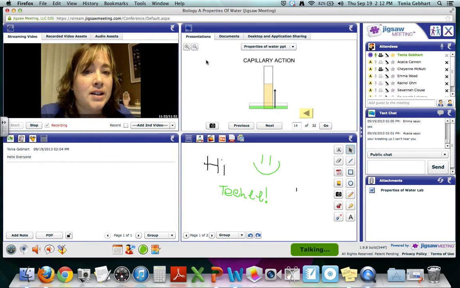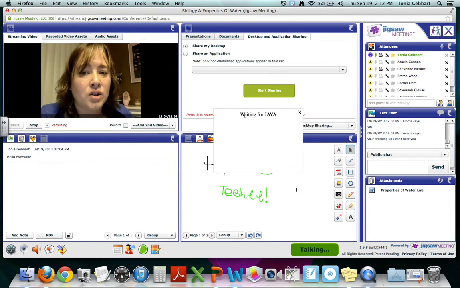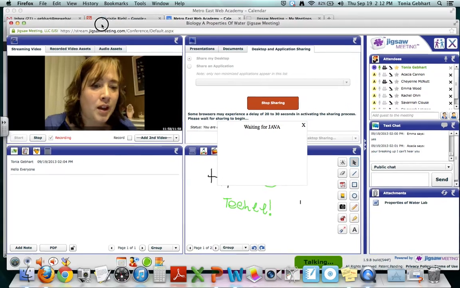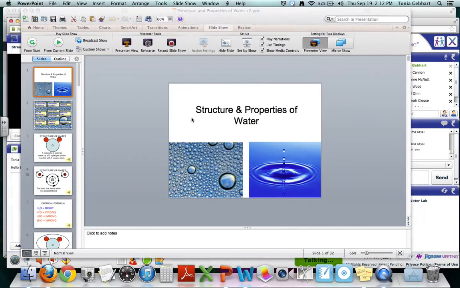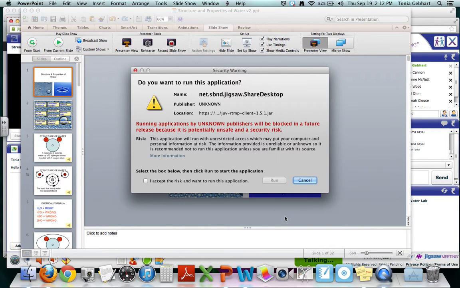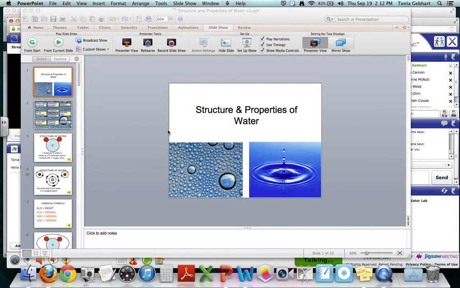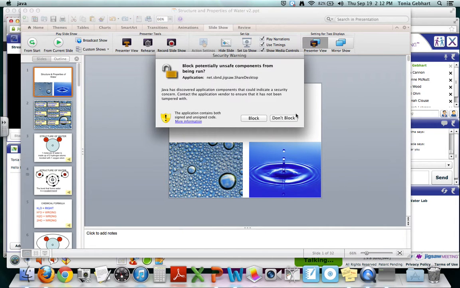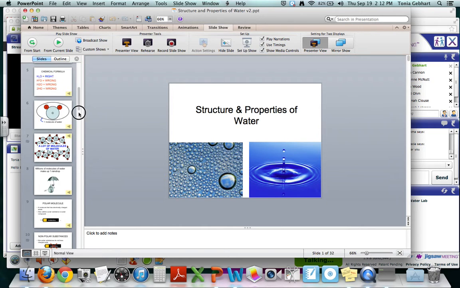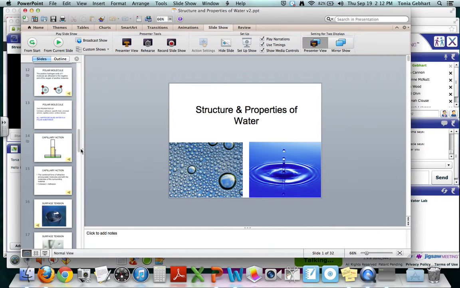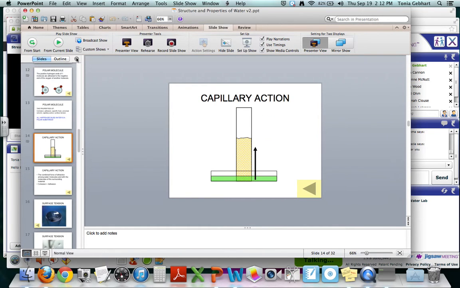So, for instance, I'm going to try this, and I'm not sure if it will work, but I'm going to share my desktop and show you a PowerPoint, the same PowerPoint. The problem with the system is that it doesn't show any graphics. It just shows the picture of the PowerPoint. So I want to show you some animation. Let's try this and see if it works.